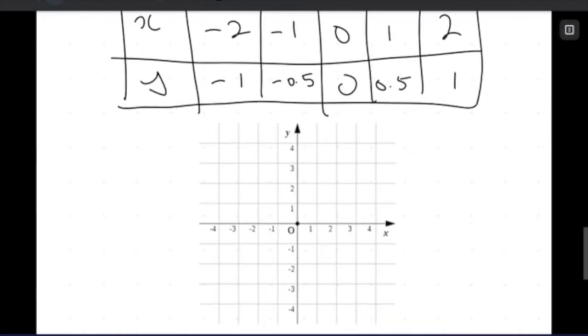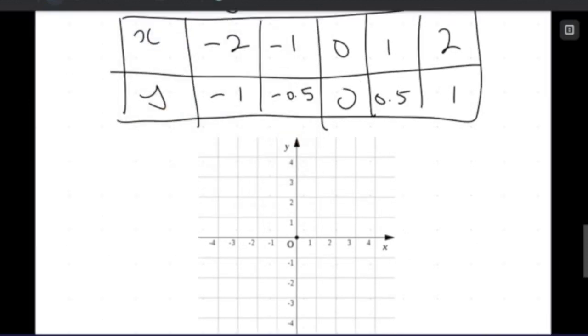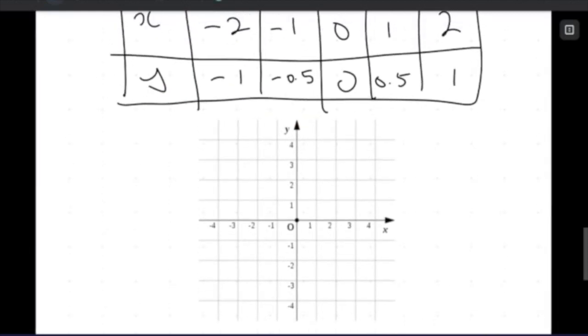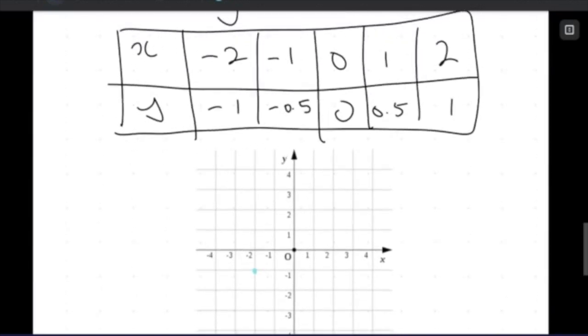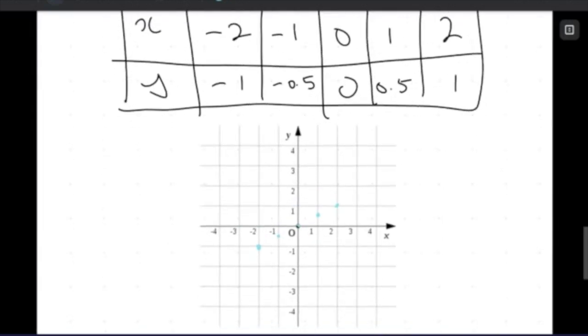So drawing this in, when x equals -2, y equals -1 here. When x equals -1, y equals -1/2. So that's going to be approximately here. When x is 0, y equals 0. That one's pretty easy. When x equals 1, y equals 1/2. And when x equals 2, y equals 1.